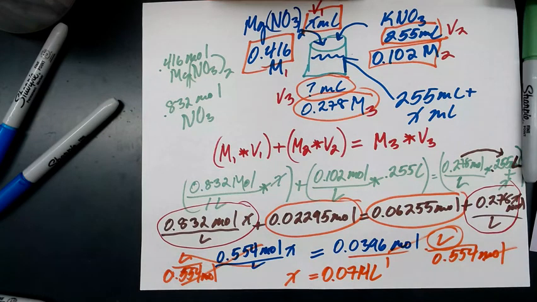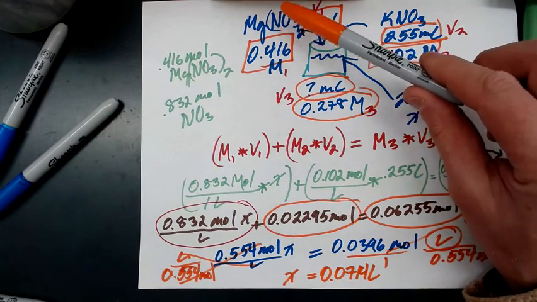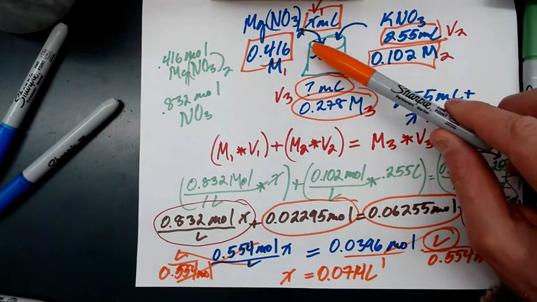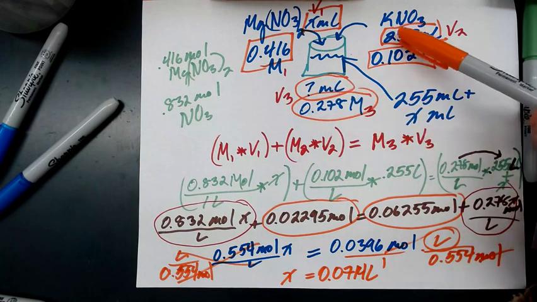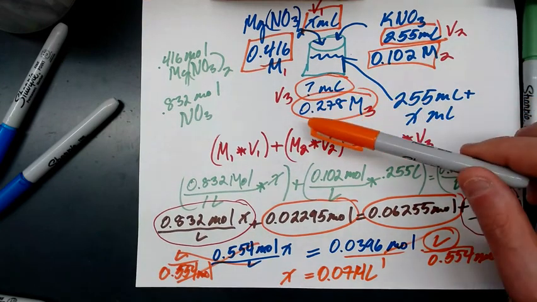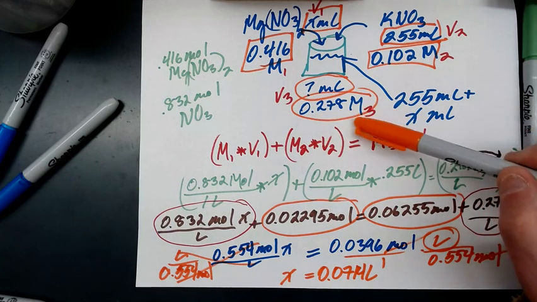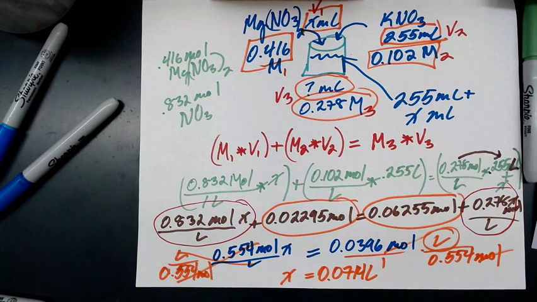71.4 milliliters. So I'm pouring 71.4 milliliters of my 0.416 in. I'm going to add 71.4 milliliters to my 255 to get my total, and that's how I'm going to get a 0.278 molar solution if I pour a little bit of this potassium nitrate in. So there is my answer for X. Hopefully that helps. That's what we did today.